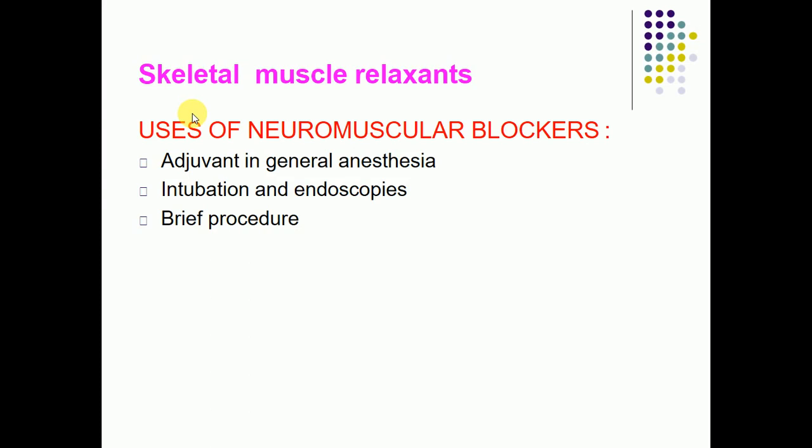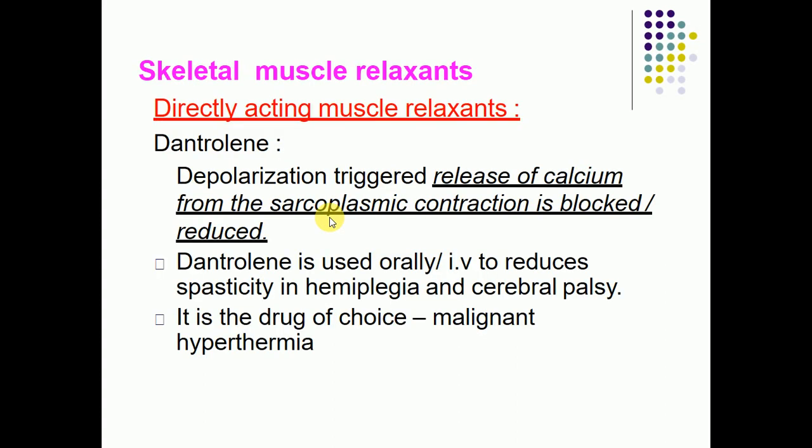The clinical uses of neuromuscular blockers: they are an adjunct in general anesthesia, especially used during intubation, endoscopy techniques and brief procedures. Skeletal muscle relaxants can also be directly acting muscle relaxants. The example of a directly acting muscle relaxant is dantrolene.